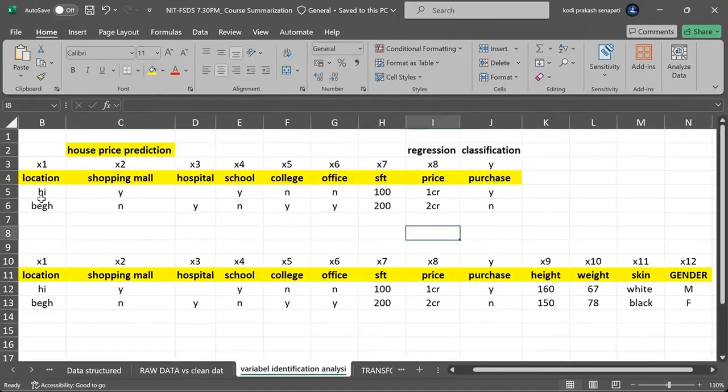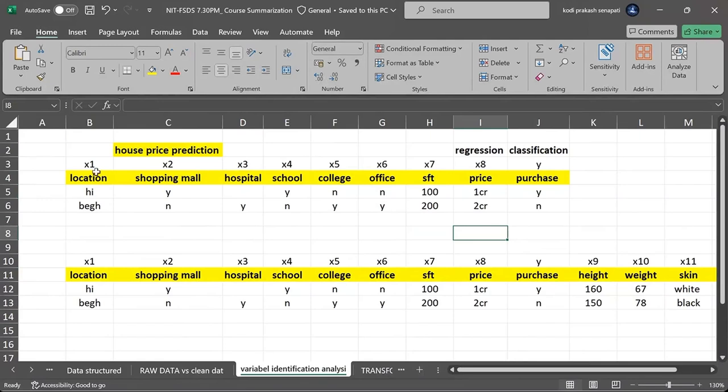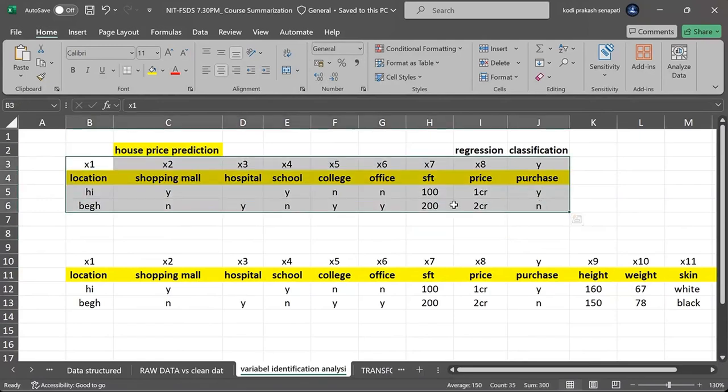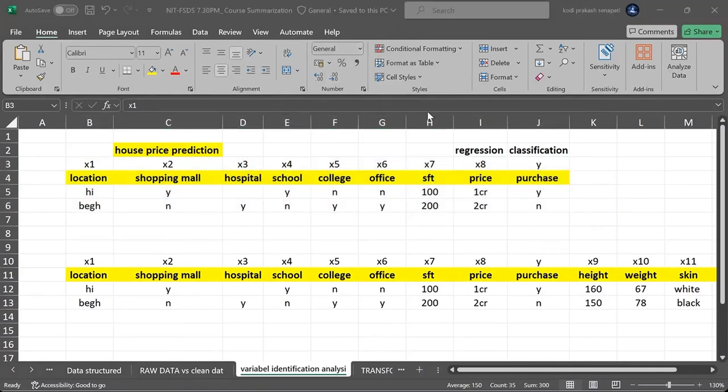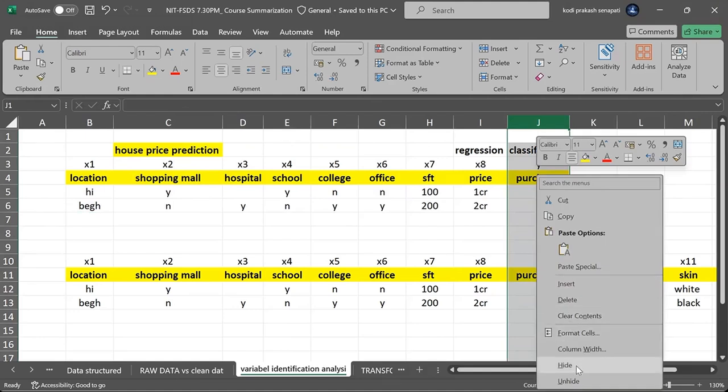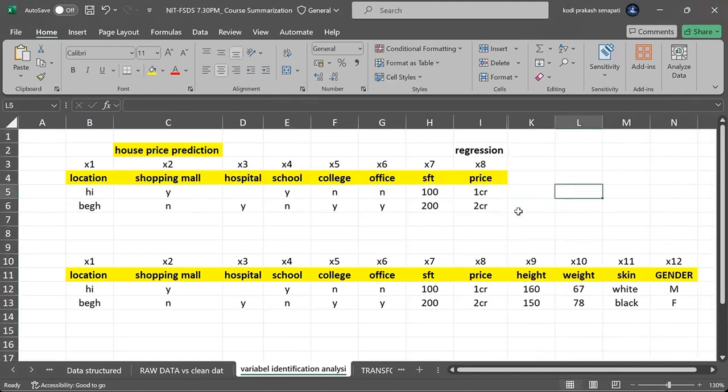Can you please tell me, in this data set, which attribute has a good correlation, guys? Which attribute has a good correlation? Anyone guessed it? Team, price and purchase? Okay, wait. Just forget about price. Purchase, I hide it. Okay, now answer me.